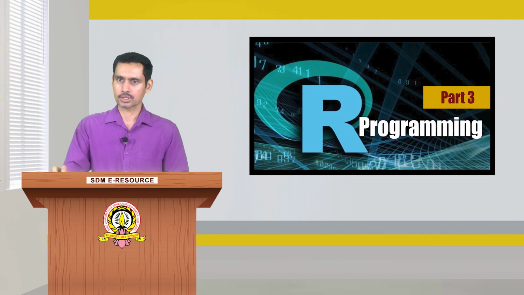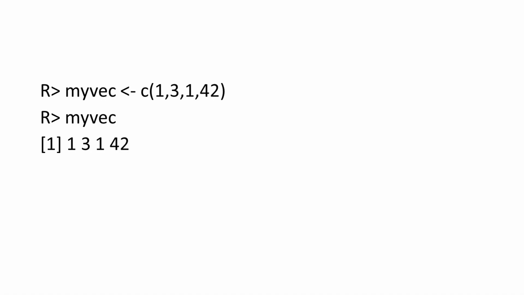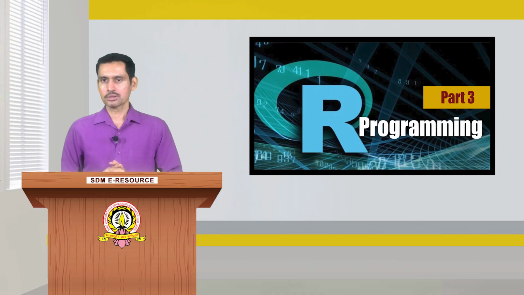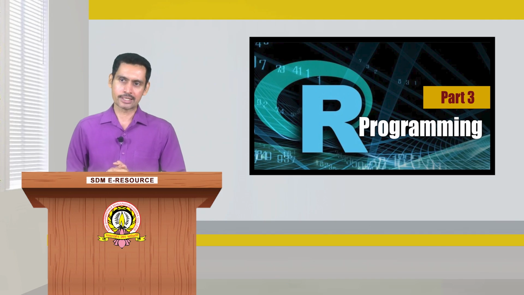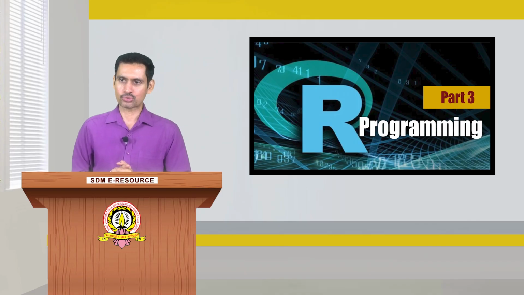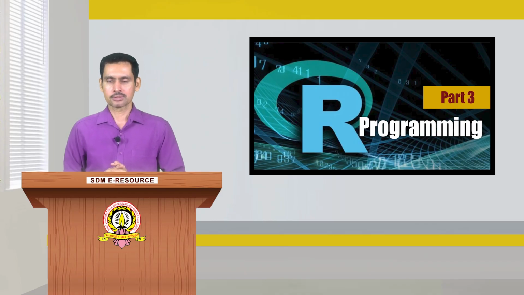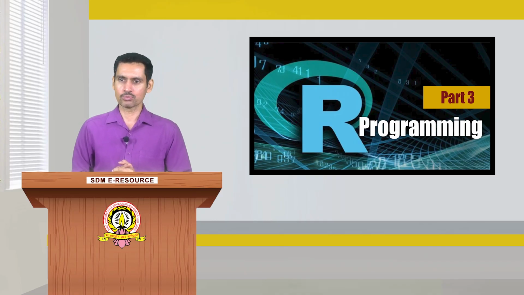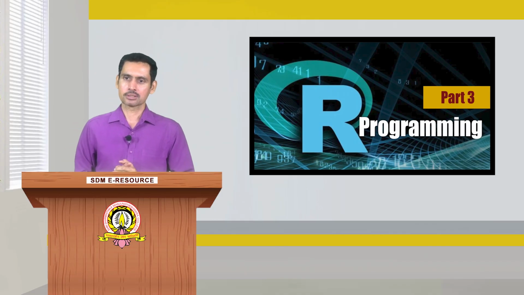For example, this is how we create a vector, where the vector name is myvec is equal to c of 1, 3, 1, 42. The c function is used to create the vector. It holds 4 elements of type numeric. The first element is 1, the second element is 3, the third element is 1 and the fourth element is 42. The first element is stored at index 1, the second element 3 is stored at index 2, and the third element, 1, is stored at index 3. If you want to print the value of the myvec object, just type myvec, and it will print 1 3 1 42. These are the data items present in the vector myvec.